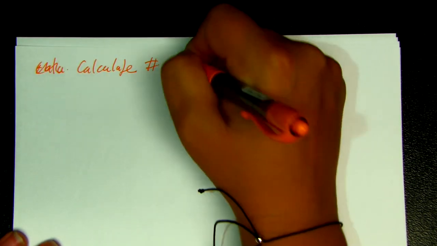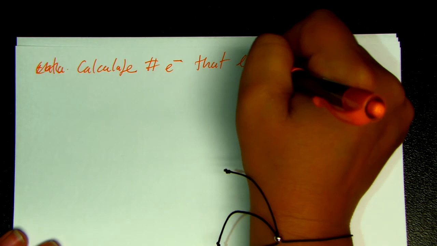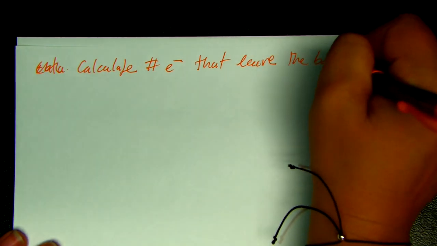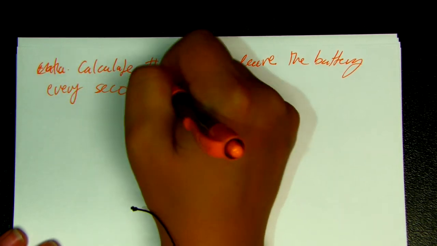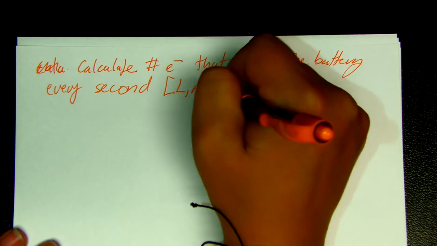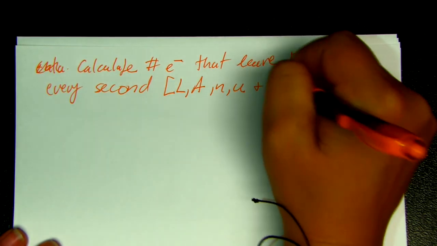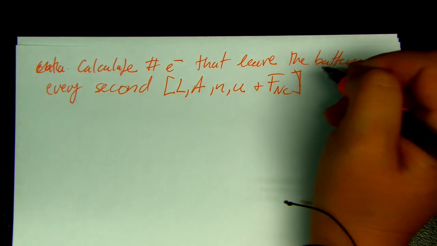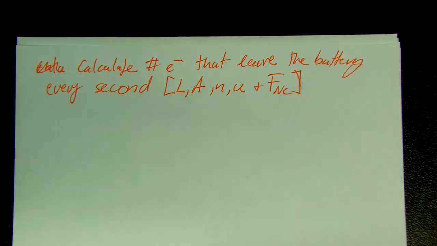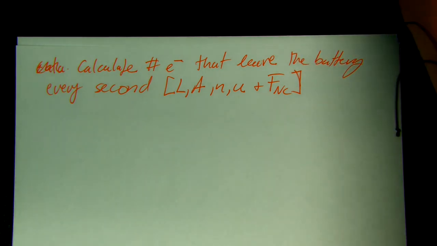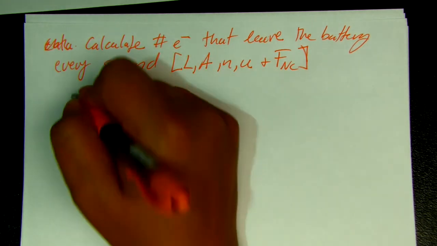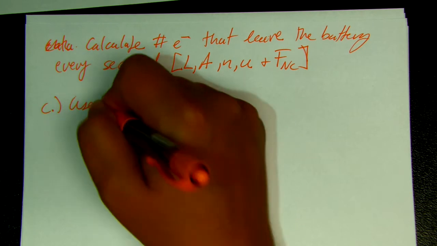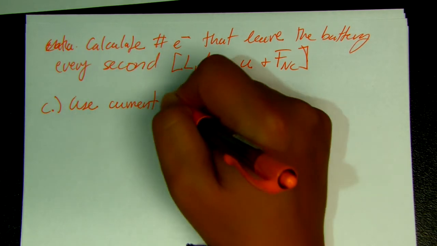Okay, now we want to calculate the number of electrons that leave the battery every second. So we want an electron rate, and we're going to use terms L, A, N, U, and force non-Coulomb. And I'll leave this picture up there so I can use it. So we're going to use the current node rule.